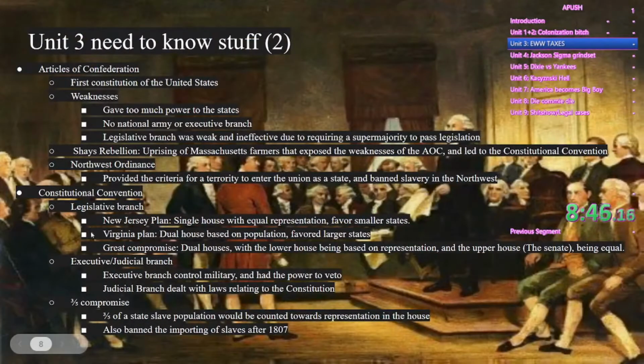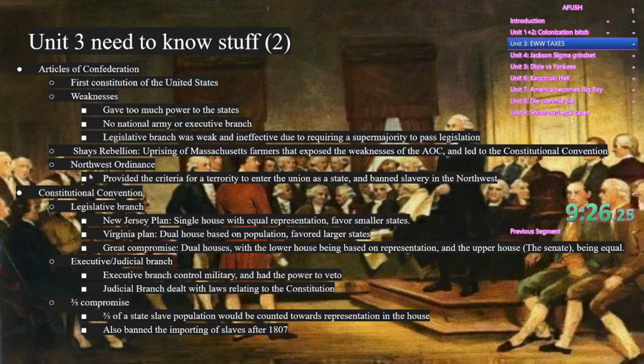Now, for the Articles of Confederation, what you need to know is that it was the first Constitution of the United States. Its weaknesses were that it gave too much power to the states. It did not provide for an executive branch or any national army. The legislative branch was relatively weak and ineffective due to requiring a supermajority to pass legislation. And you should know that Shays' Rebellion, an uprising of Massachusetts farmers, basically led to the Constitutional Convention and the end of the Articles of Confederation.